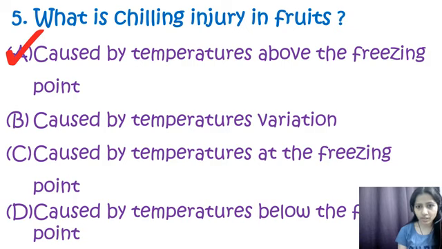So it is important to note over here that the specific temperature at which chilling injury occurs can vary among the different types of the fruits. So over here the correct option is option A, that it is above the freezing point.